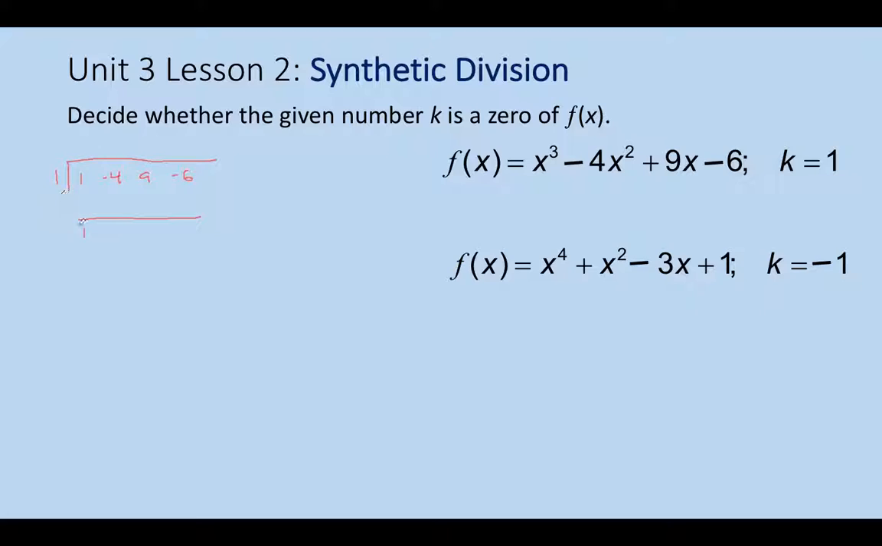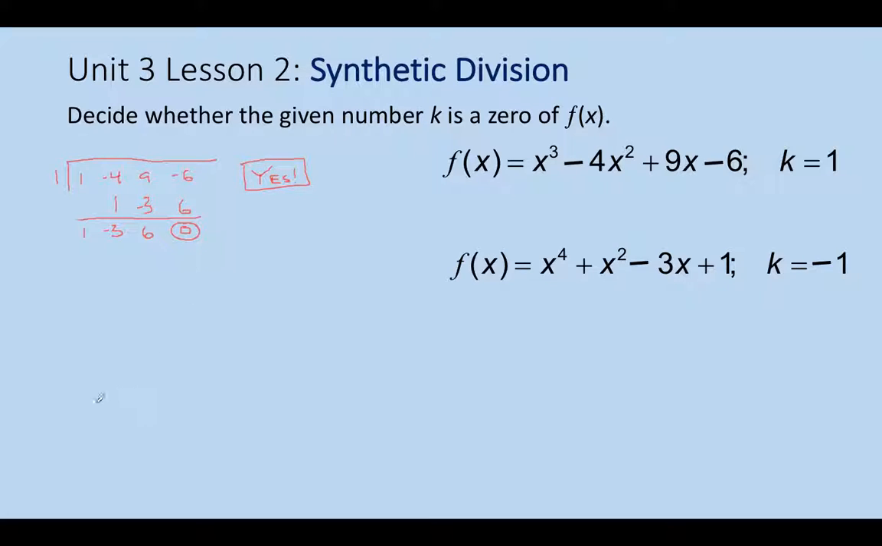Bring down the 1. And then 1 times 1 is 1. It makes negative 3. 1 times negative 3 is negative 3. That makes for 6. 1 times 6 is 6, which leaves us with 0. And so, is 1 a solution or a 0 or a root to this polynomial? And well, because the remainder was 0, we can say yes, absolutely it is.